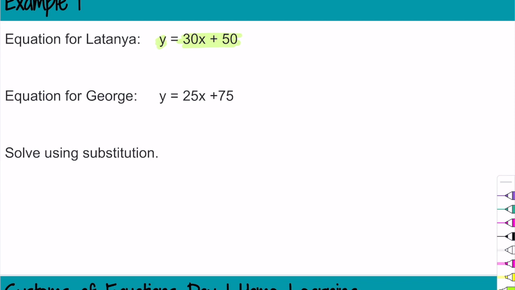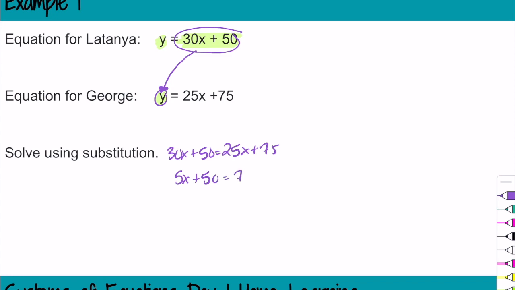Since we know that y is equal to 30x plus 50, we can look in the other equation and find the value of y, and we can replace it with 30x plus 50 since that is the same thing as y. When we do that, this y becomes 30x plus 50 equals 25x plus 75. If we subtract 25x from both sides, we get 5x plus 50 equals 75.